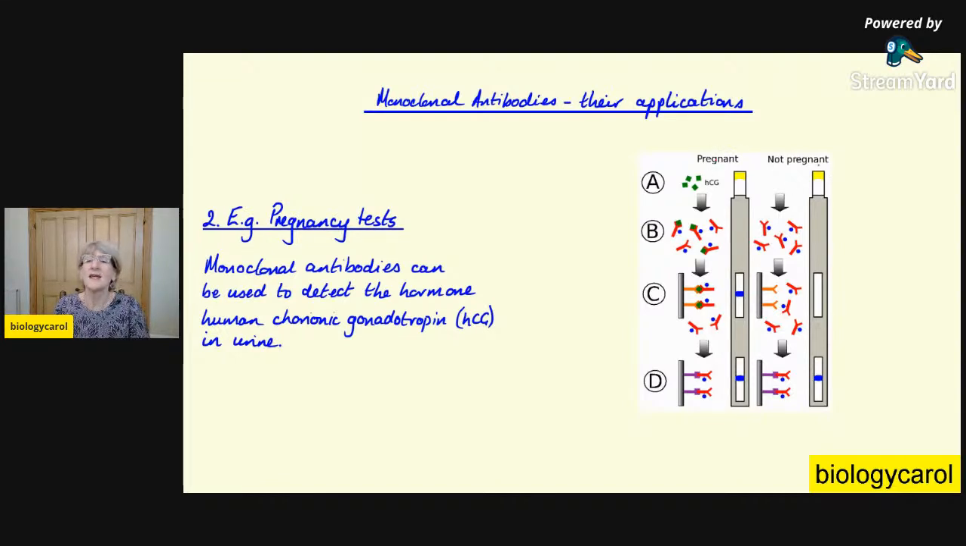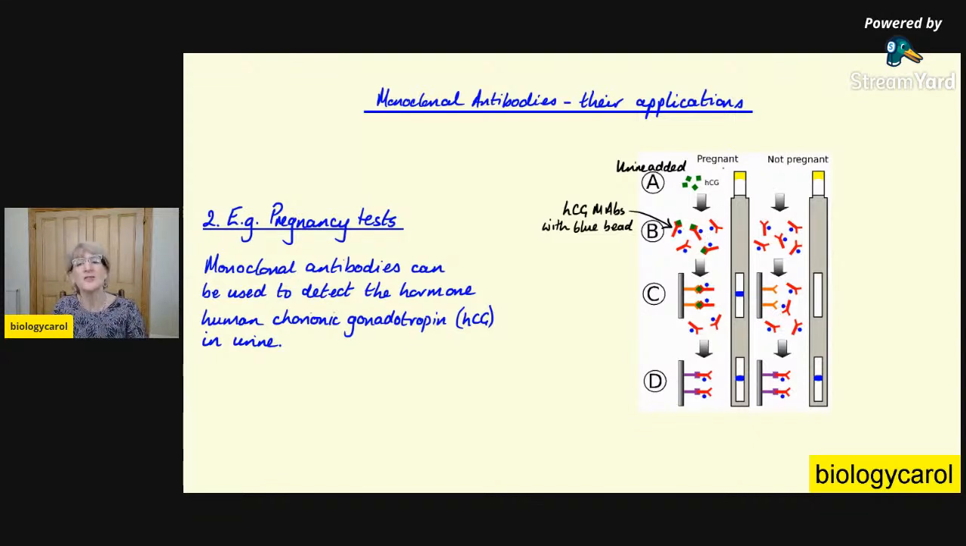And this pregnancy test has been dipped in the urine of a woman who is not pregnant. So here we have the monoclonal antibodies. Let's have a look at the pregnant situation first, because this is where the hormone human chorionic gonadotropin is present. And in the pregnancy test itself are a load of free, i.e. they can move, monoclonal antibodies which are specific to that hormone and have a blue bead attached to them.